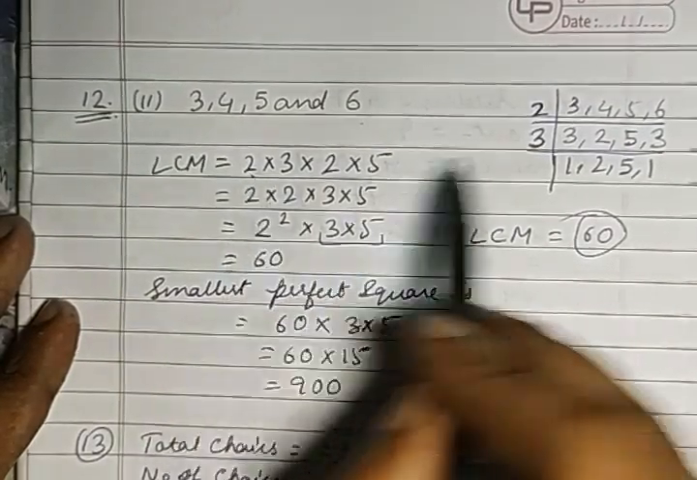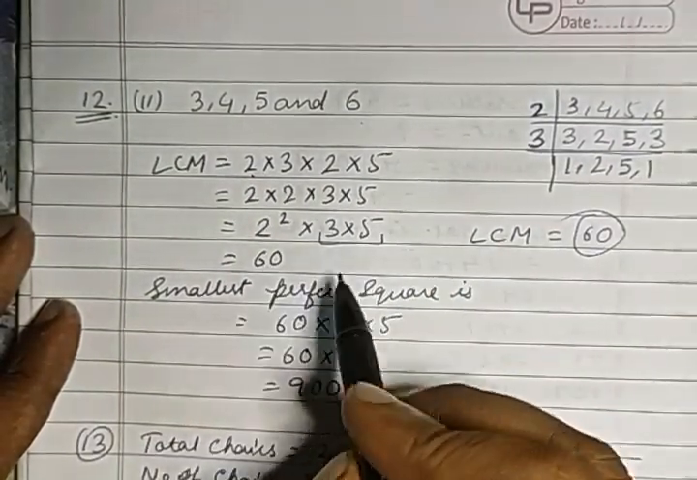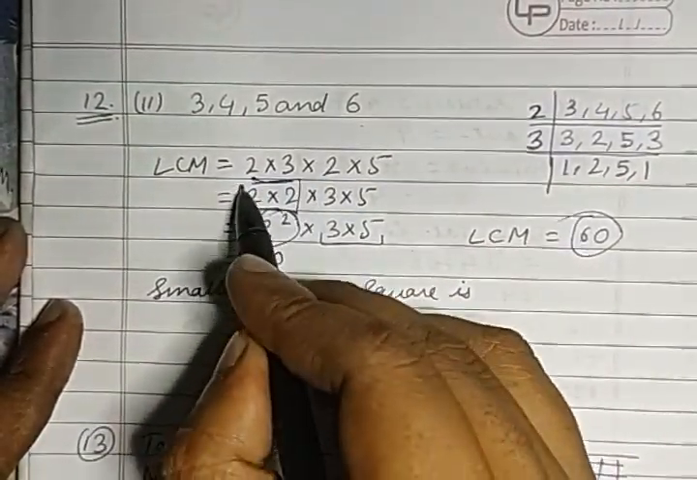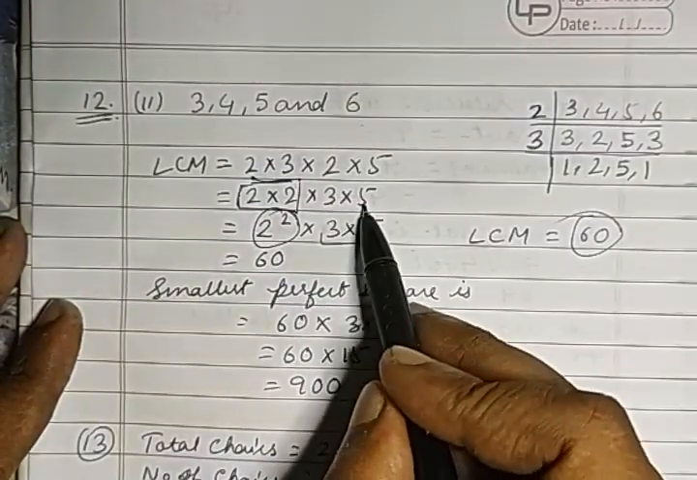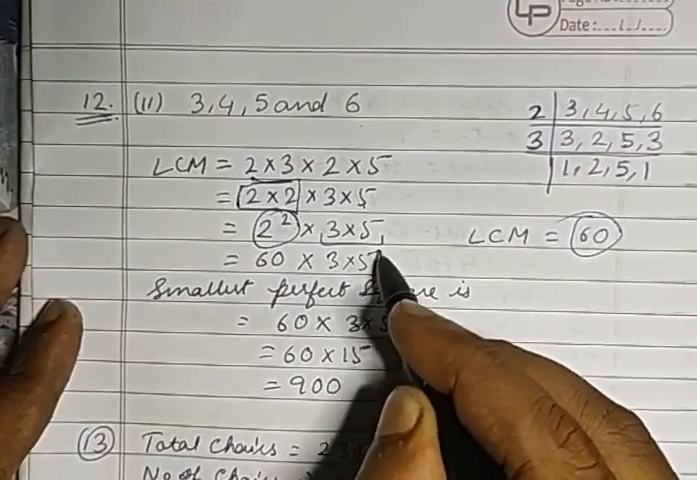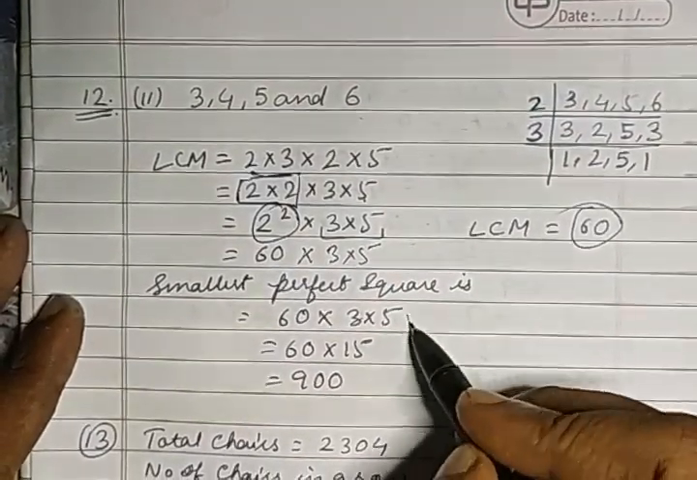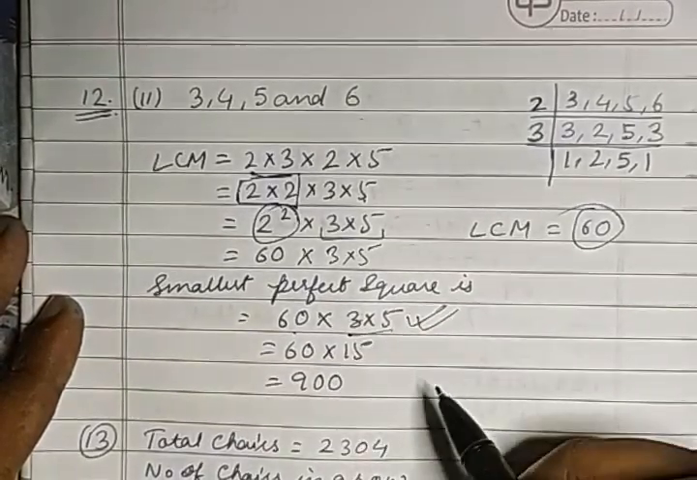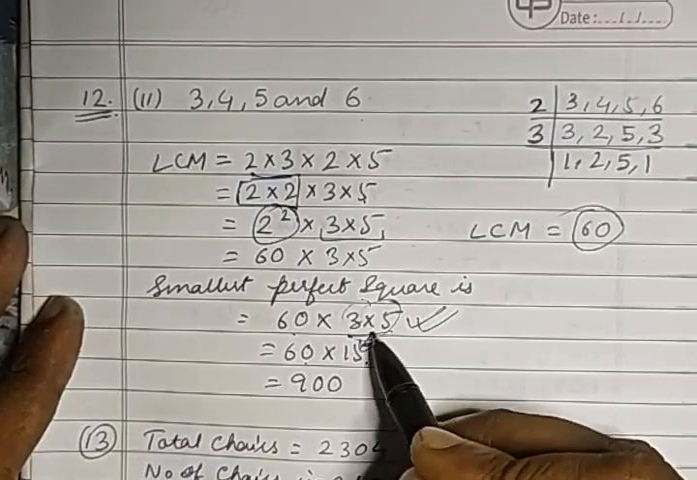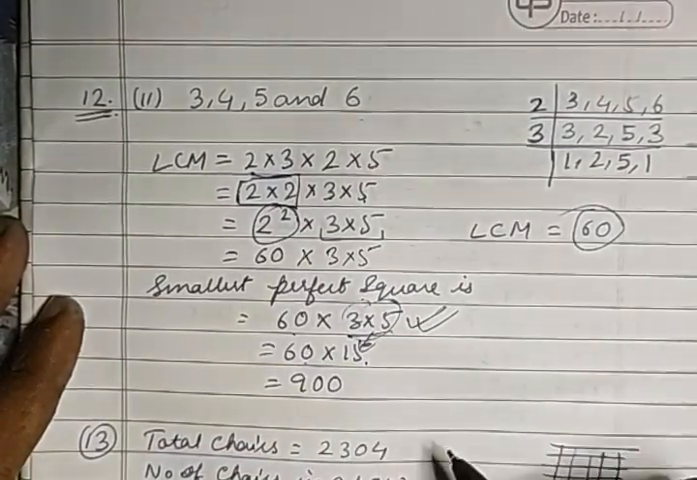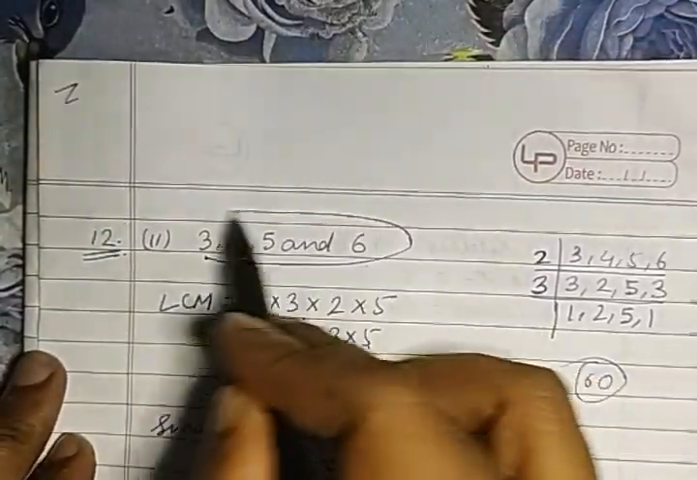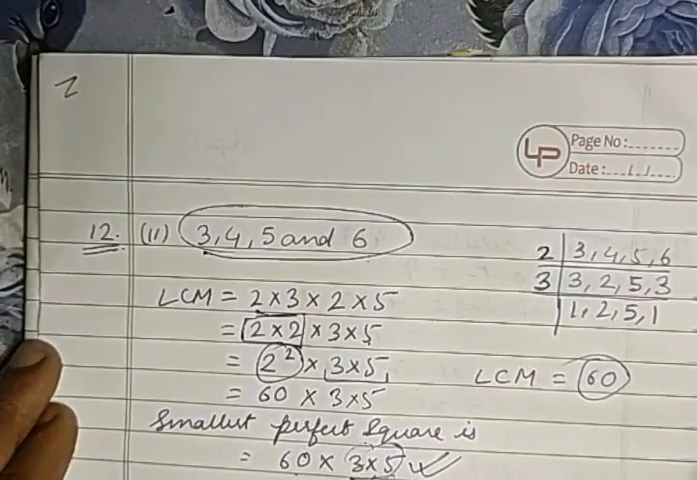So therefore this LCM which we are getting, I have paired it up and I am getting that 2 is the only one which is coming in pairs. You can see over here 2 is coming in pair and 3 and 5 are alone. So if we multiply this 60 with 3 and 5, we will get a perfect square, which I have done over here. 60 I have multiplied with 3 and 5. So 60 into 15, 3 into 5 is 15, that becomes 900. And that will be the smallest perfect square that will be divisible by all of these 4 numbers. Okay.